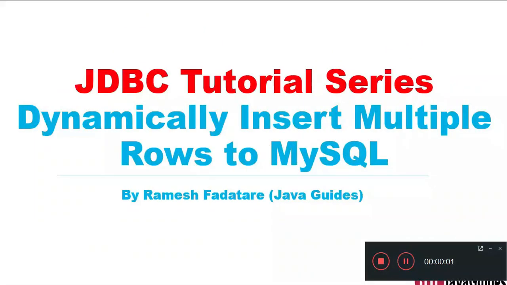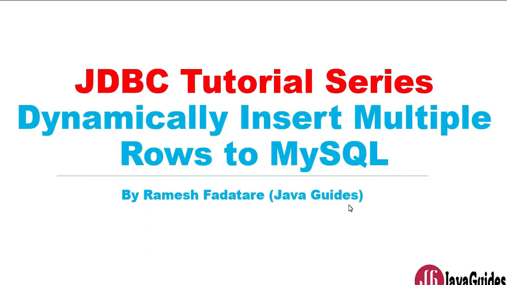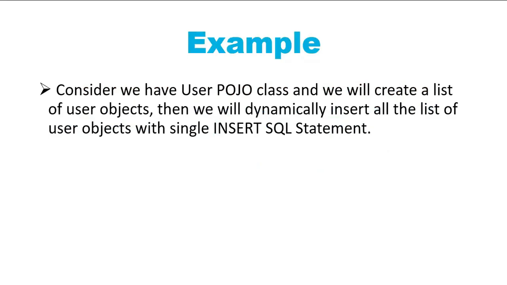All right, hello, in this video we are going to learn how to use Java JDBC to dynamically insert multiple rows into a MySQL database. This is one of the common requirements for a Java developer, to insert multiple records dynamically into a table using JDBC. Consider we have a User POJO class and we will create a list of user objects. Then we will dynamically insert all the user objects with a single insert SQL statement. I will demonstrate this in a coding section. I will write a Java program and demonstrate this.